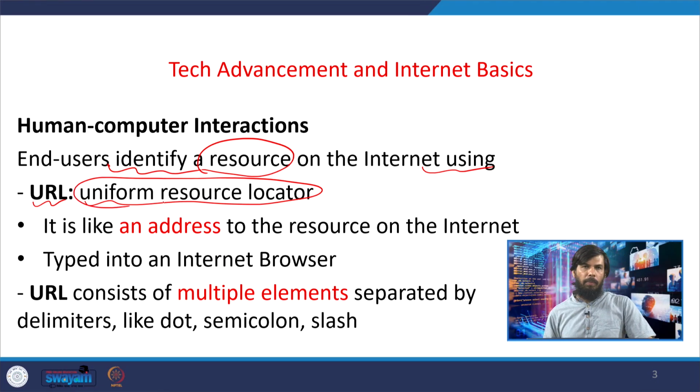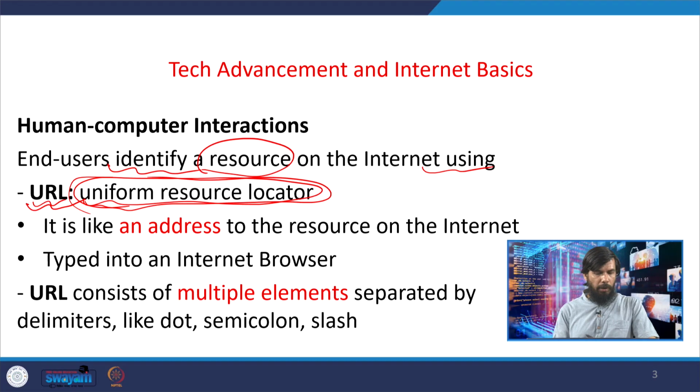So, if you are looking for a particular web page or particular file across the network in the internet, then you need to know the address of that resource, or the URL, the uniform resource locator, for that particular resource in the internet, right. So, end users will be identifying the resource using the URL. End users need to know the URL for the resource. URL is more like an address to the resource on the internet.